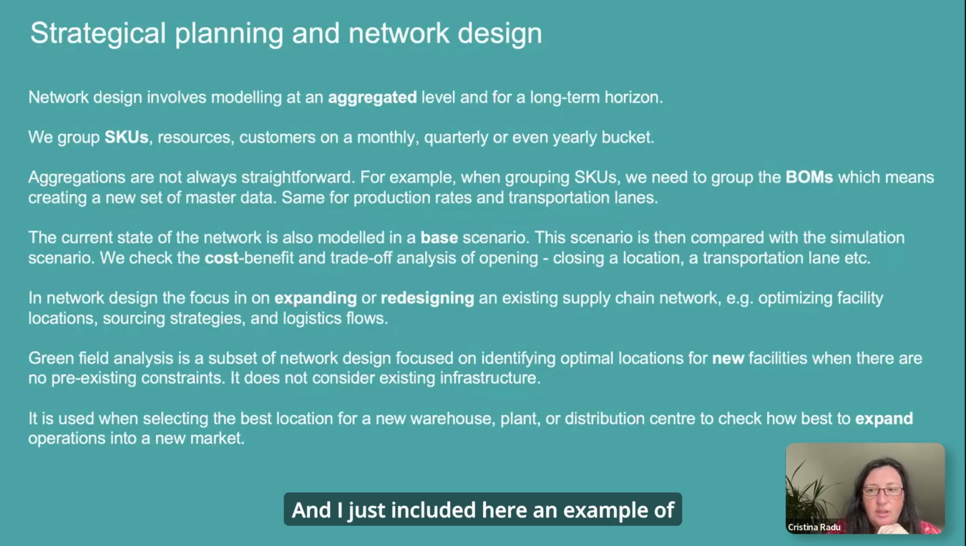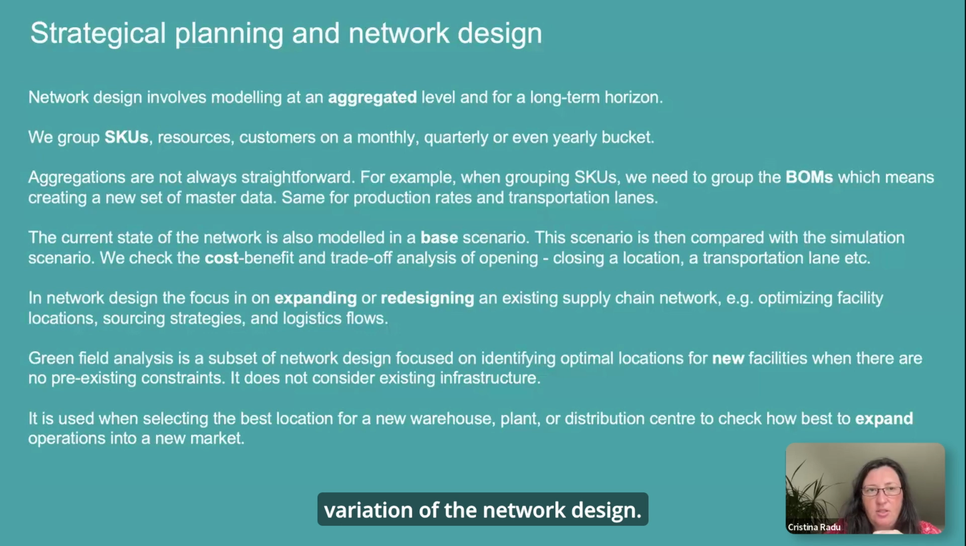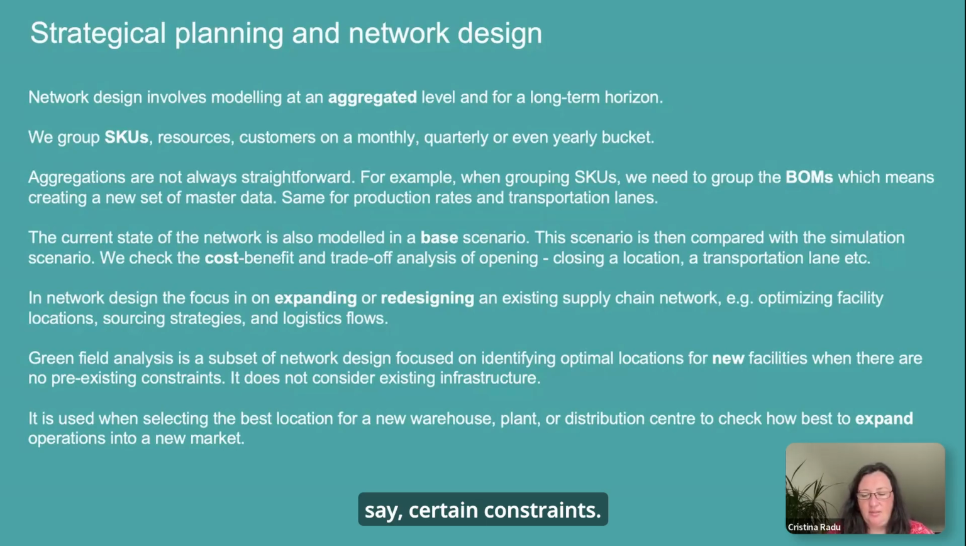And I just included here an example of the greenfield analysis, which is kind of a variation of the network design. And this is used usually when you want to add a new location. So that's why it's called greenfield, that you need to put the location in the middle of a field. And then this has, let's say, certain constraints. But as I said, this is quite easy to model.